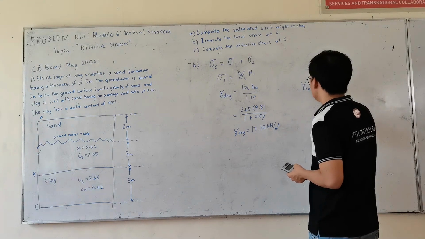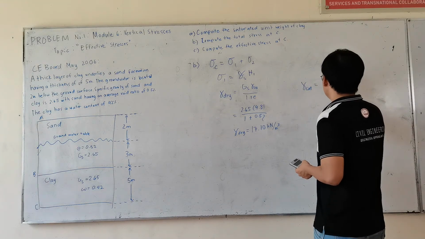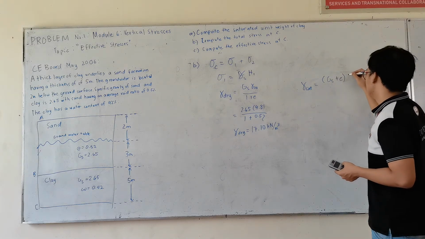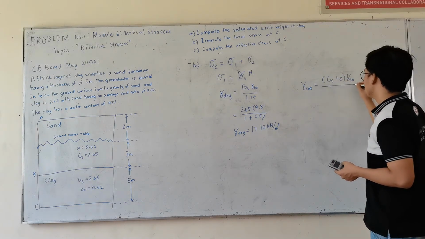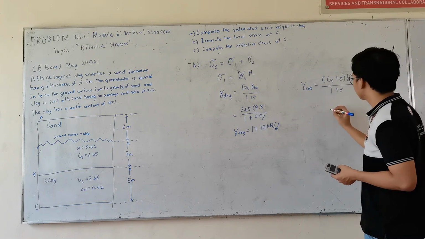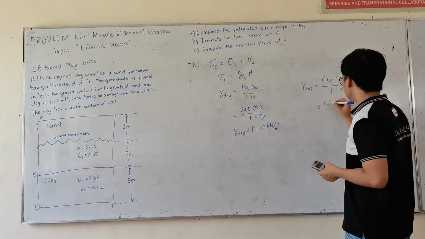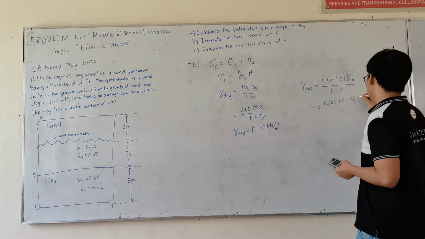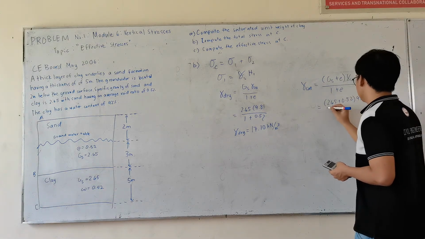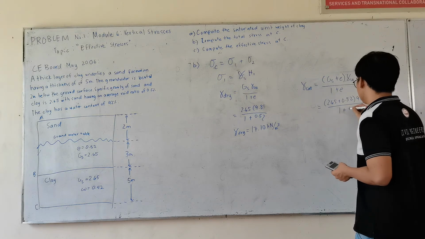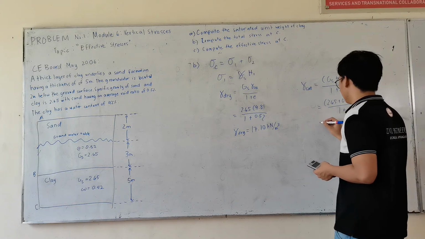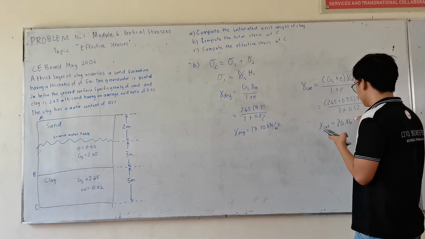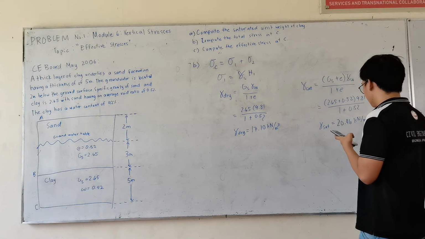Y sat is equals to Gs, specific gravity, plus e, times unit weight ng water over 1 plus e. So, 2.65 plus 0.52 times 9.81 over 1 plus 0.52, which is 20.46 kilonewton per meter cube.